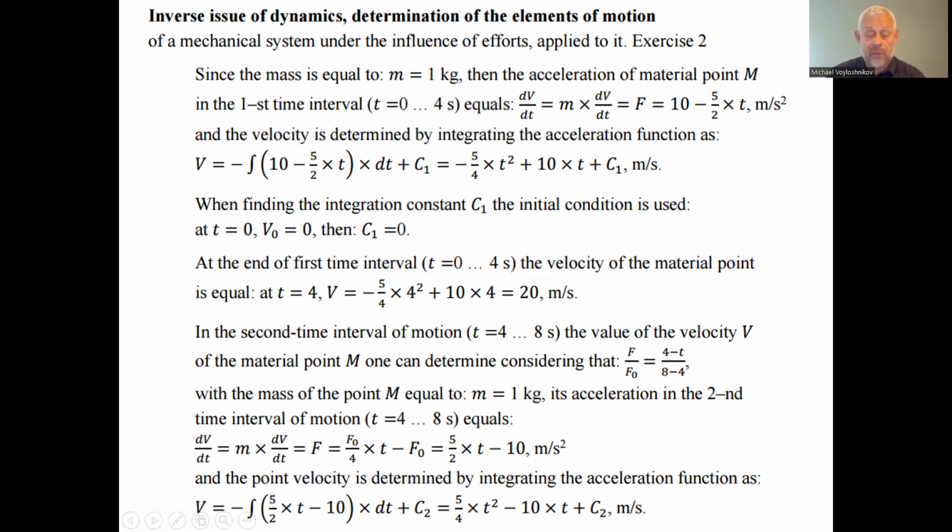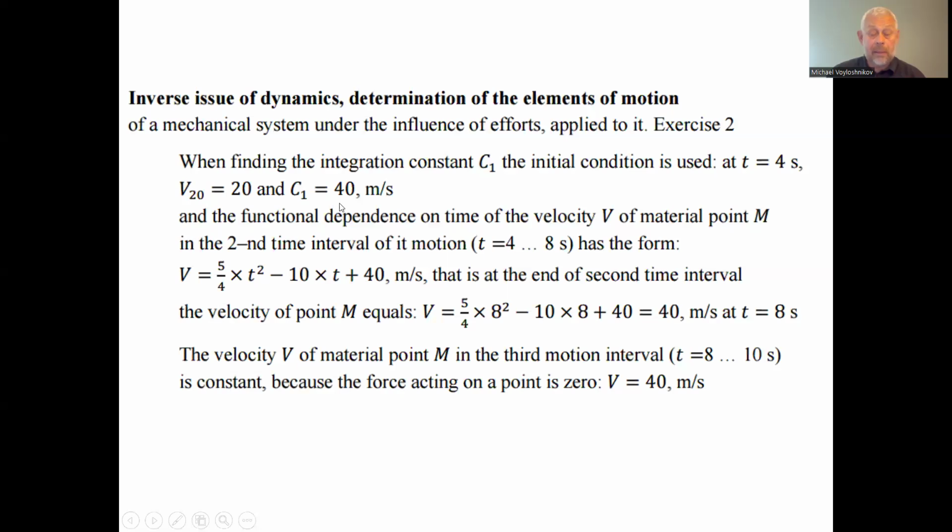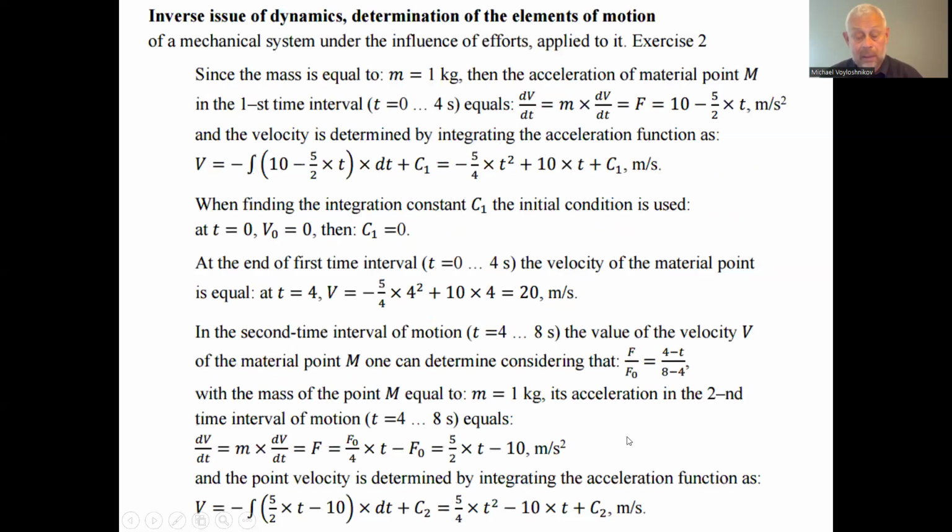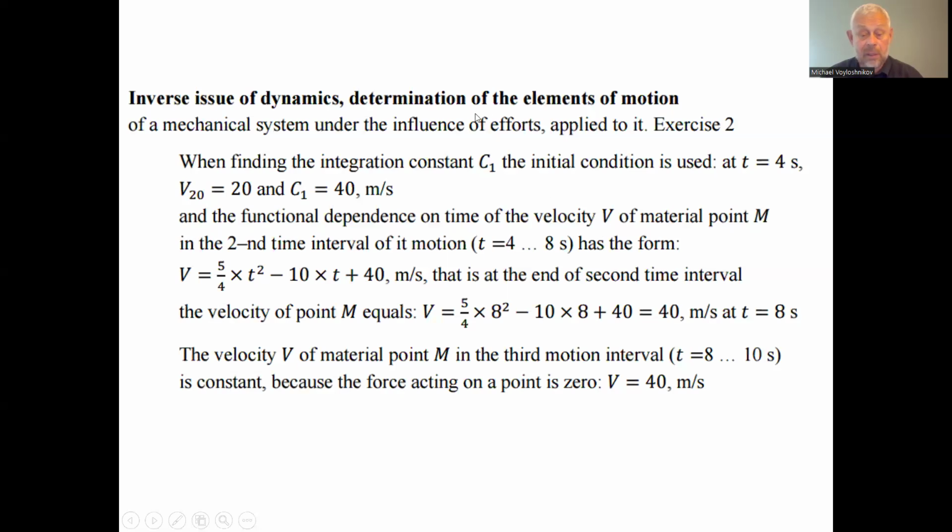So after the substitution of all of that, we can find that C2 is equal to, yeah, this is not C1, this has to be C2. C2 has to be 40 meters per second. Well, yeah, exactly 40. Just one correction in the description: this has to be C2 and here C2. And the functional dependence on time of velocity of the material point in the second time interval of motion has the form 40 as a C2 here. Substitute C2.